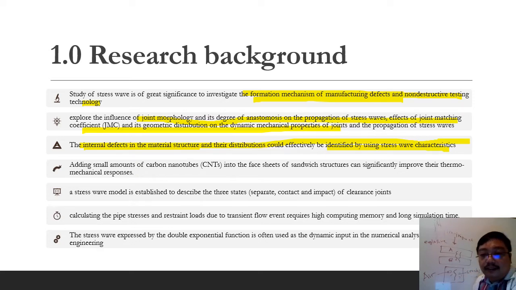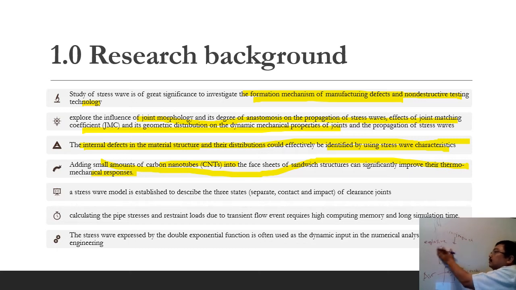How can we detect them? Okay, adding a small amount of carbon nanotube into the face sheet of a sandwich structure can improve its thermomechanical responses. If you can put the carbon nanotube inside this structure and distribute it evenly along the structure, it is very good. So if you insert the carbon nanotube only on the upper surface, okay, this is the big surface.